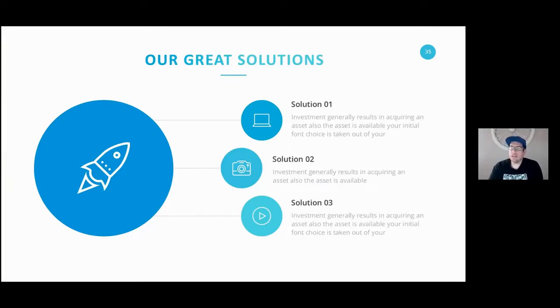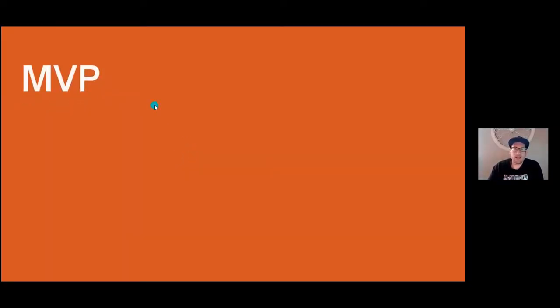We could increase your revenue by X. We could save you X amount of money. So the more specific you are here, the more you're going to quantify how much you actually solve the issue. Okay, then you're moving into the MVP.